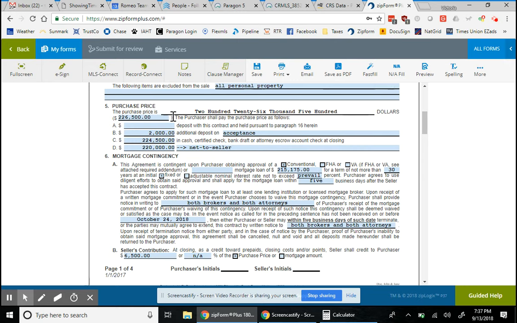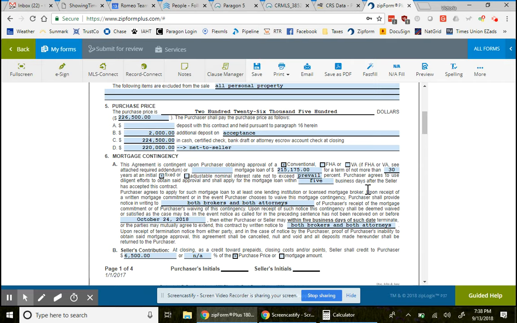I took your total purchase price minus your 5% down payment, and that's what goes there. For a term of not more than 30 years at a fixed interest rate not to exceed the prevailing rate of the day. You're promising to formally apply for this loan within 5 business days of the seller sending back a signed accepted contract. You already have a pre-qualification letter, which means you've already spoken to your loan officer, and you've probably handed over some documents. You've already got the process mostly started.